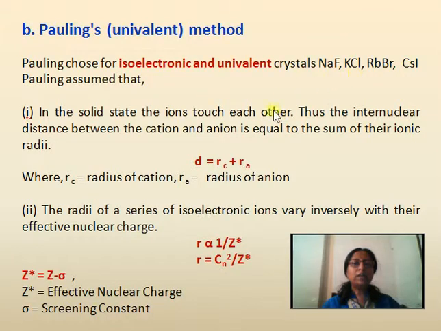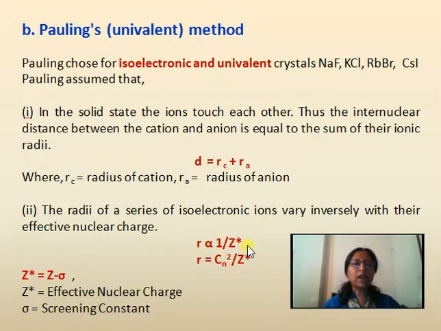Now he first said that in the solid state the ions touch each other. Thus, the internuclear distance between the cation and anion is equal to the sum of their ionic radii, that we know. So, d is equal to Rc plus Ra, where Rc is the radius of the cation and Ra is the radius of the anion. Now, he said that the radii of a series of isoelectronic ions vary inversely with their effective nuclear charge. That also we know, that R varies as 1 by Z star.